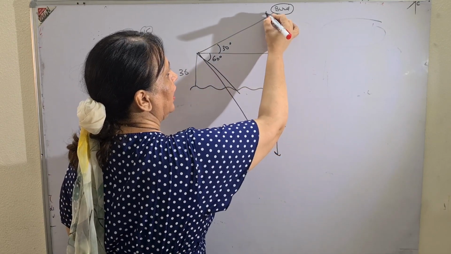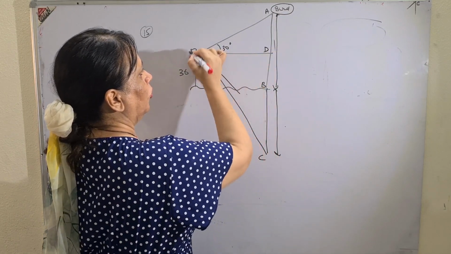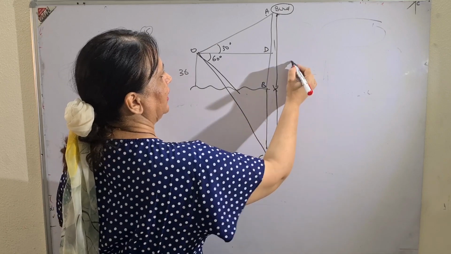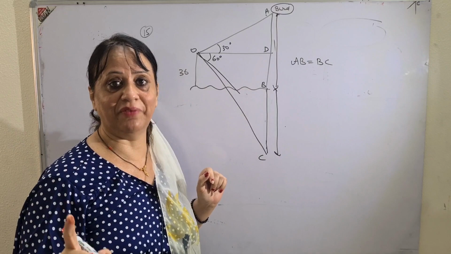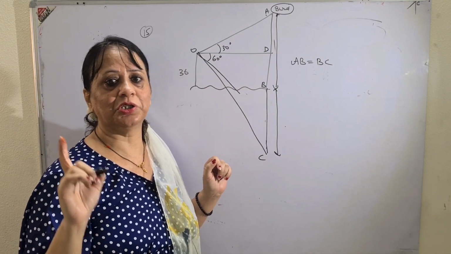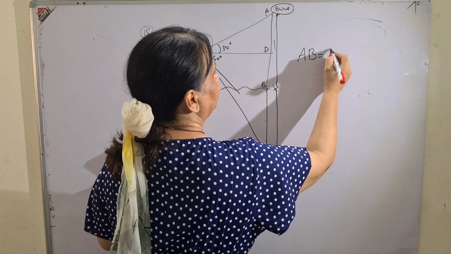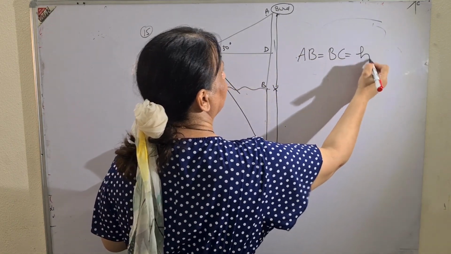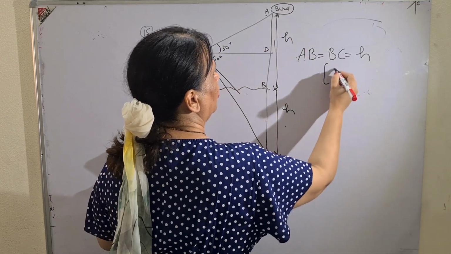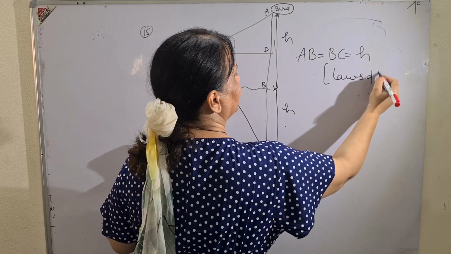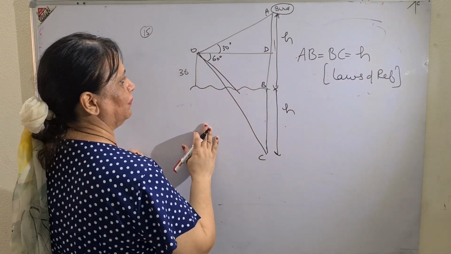That means A, B, C, let it be D, O. AB is equal to BC according to laws of reflection, children, which you have learned in physics also so many times. AB is equal to BC, and let it be equal to H if you want to. So H, and this is also H, according to laws of reflection. Very important sum.